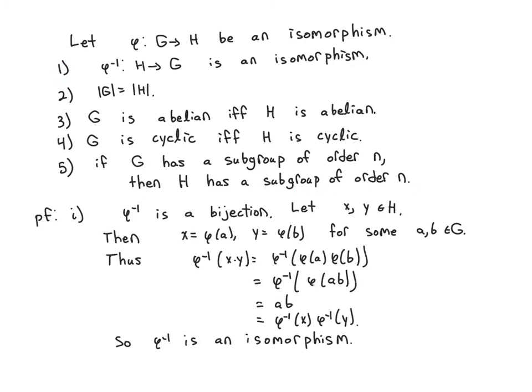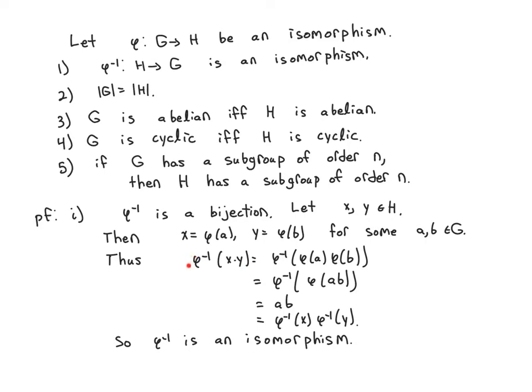So let's prove 1. Phi inverse is a bijection, so I only need to prove the multiplicative part. Let x and y be in H. Well, by the fact that phi is an isomorphism, we know x and y are equal to phi of A and phi of B for some A and B in the domain group G. Why? Because phi is surjective.